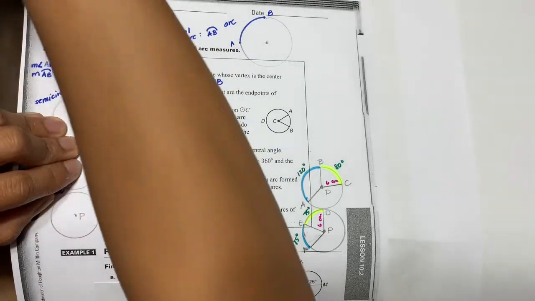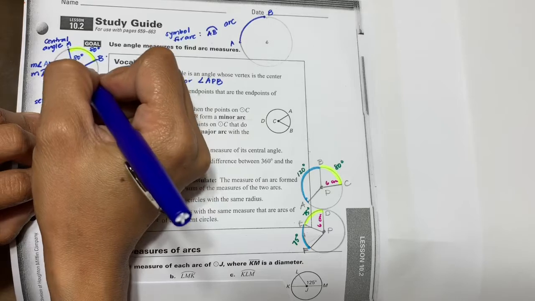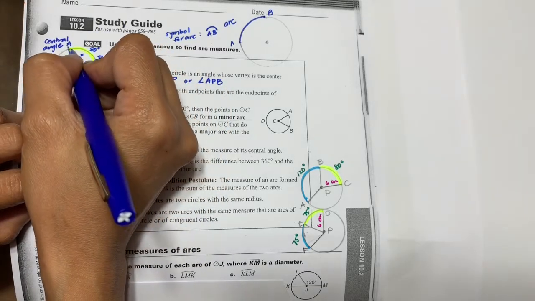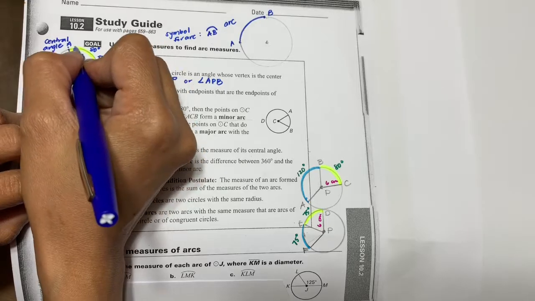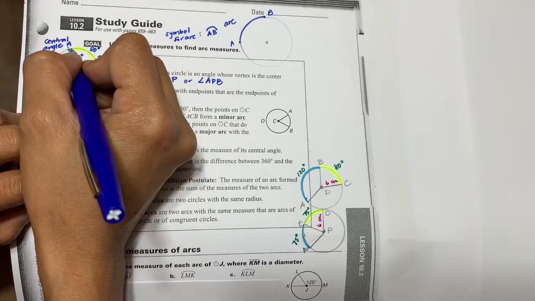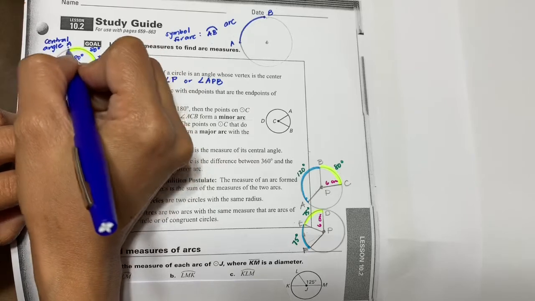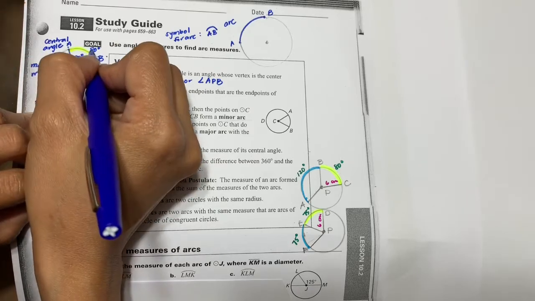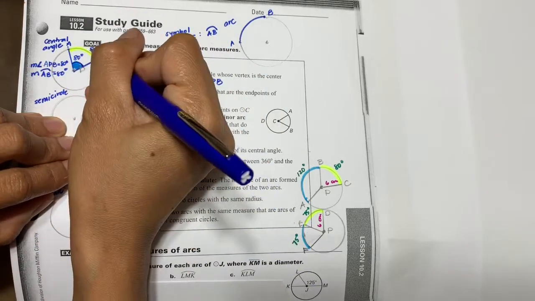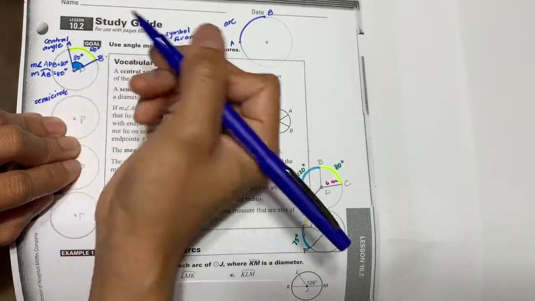If you have a central angle, let's just say it's 80 degrees. What happens is this arc that's being intercepted here is the same measurement. So arc AB, which I highlighted with yellow, is also 80 degrees. So if it's a central angle, it's equivalent to its intercepted arc.